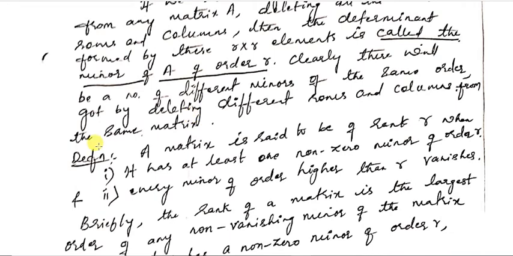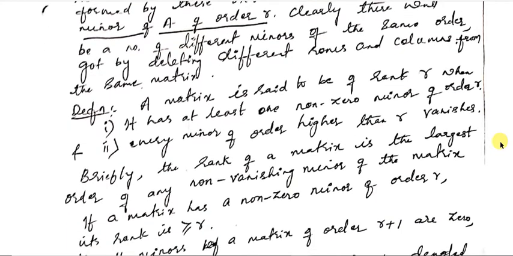when, number one, it has at least one non-zero minor of order R, and number two, every minor of order higher than R vanishes. So just by finding the minors of the given matrix, we can find its rank. I'll take up an example and show you how we can define the rank of a matrix by finding the minors. To find the rank R, we have to verify these two conditions: it has at least one non-zero minor of order R, and every minor of order higher than R vanishes.